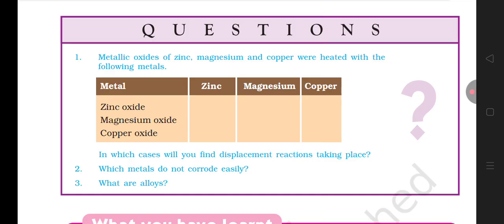Now, which metals do not corrode easily? The metals which do not corrode easily are, dear student, metals which are mixed with other metals, which are alloys. Generally metals which do not corrode easily are coated with a layer of zinc, or they are painted, or there are many other processes like oiling and greasing. When greasing and oiling are done on metals, it prevents corrosion. Now what are alloys? Alloys are metals which are generally mixed with other metals or non-metals to make a very hard substance. So basically it prevents corrosion as well, and it makes the metal very strong also.